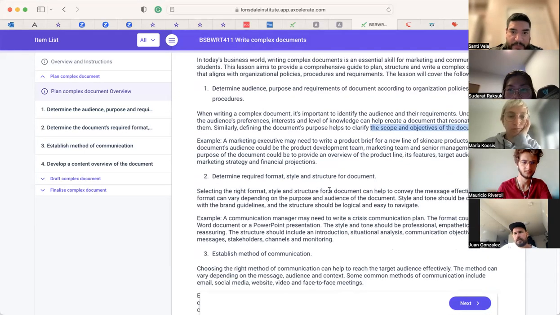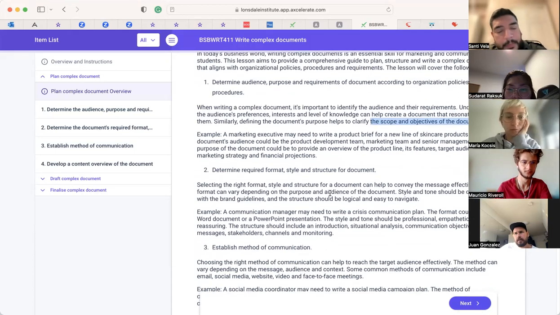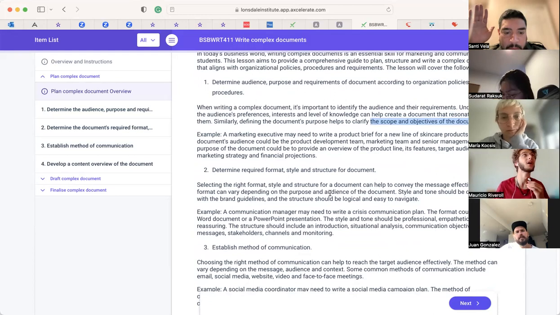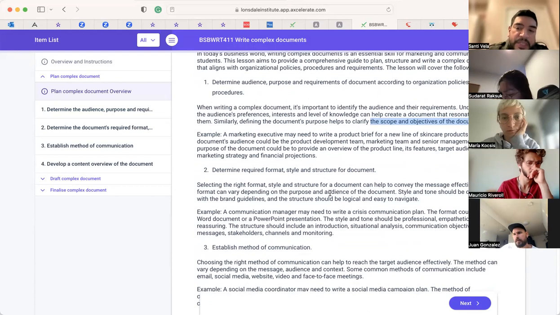All right, but let's talk about an example of how we determine the audience, the purpose, and so on. So what is the example? A marketing executive may need to write a product brief for a new line of skincare products. Right, so that is the situation. Someone that is a marketing executive needs to write a product brief for a new line of skincare products. The document's audience could be the product development team, marketing team, and senior management. Of course. Does it make sense?